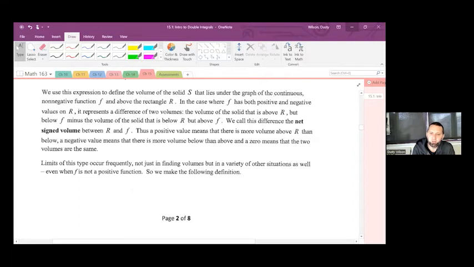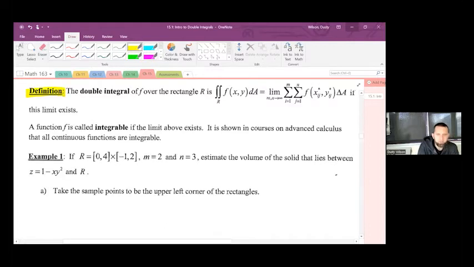Limits of this type occur frequently, not just in finding volumes, but also in a variety of other situations as well, even when f is not a positive function. So we make the following definition. Definition.